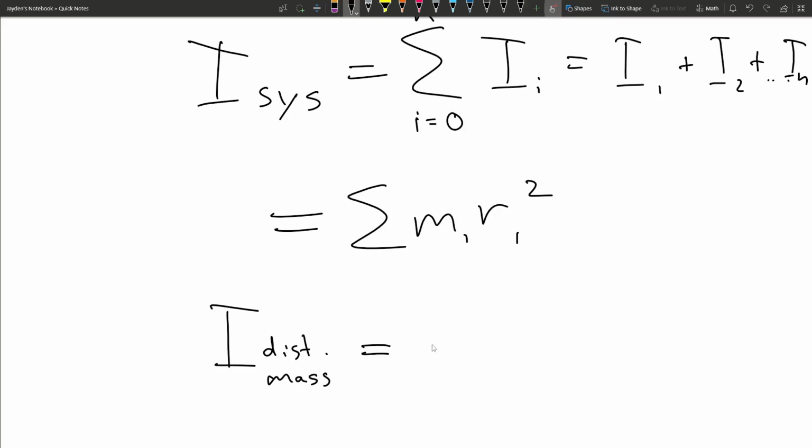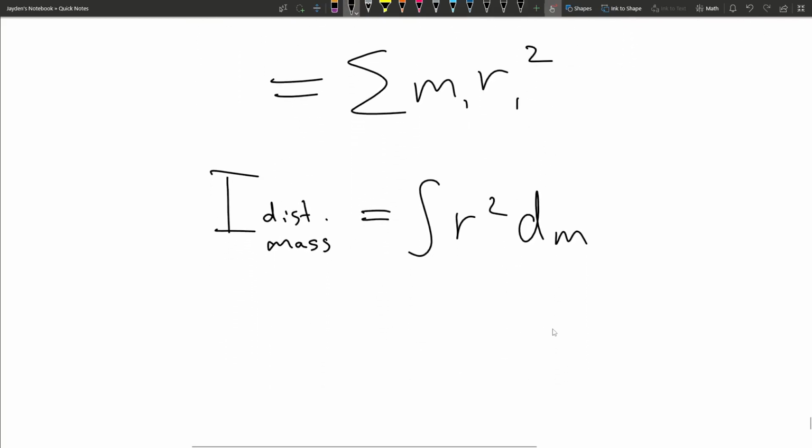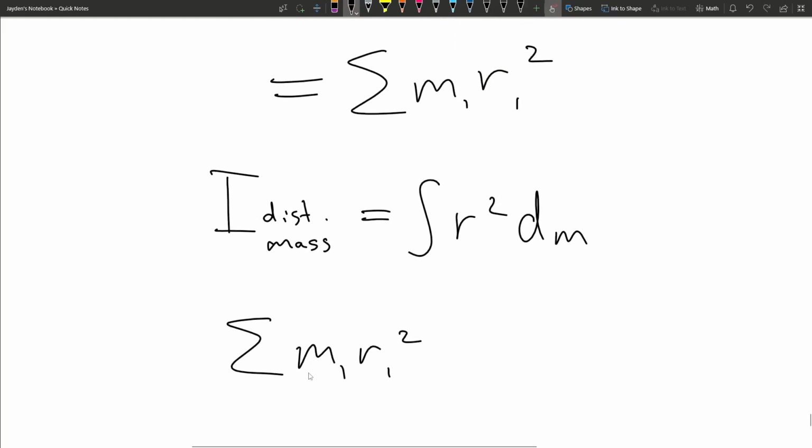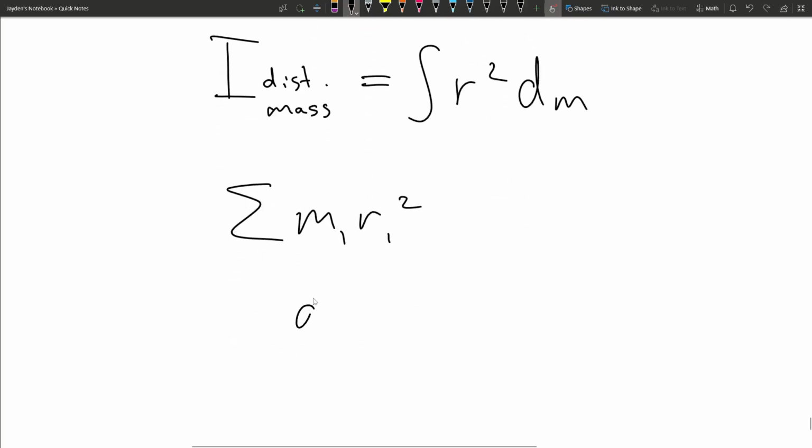is equal to the integral of r squared dm. And where does this come from? Well, the m_i r_i squared for a ton of particles. Let's say we look at one very tiny particle and we're going to add up all the tiny particles. So the m turns to dm. And since we're adding up an infinite number, we change the sigma sign to an integral sign.